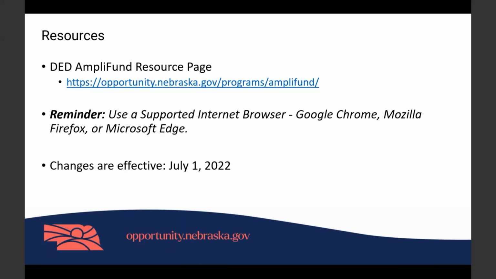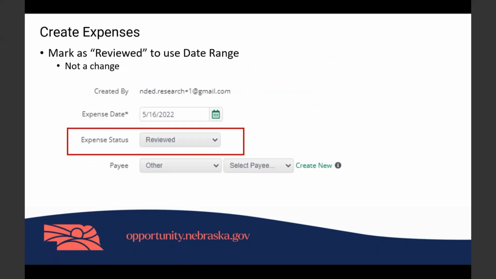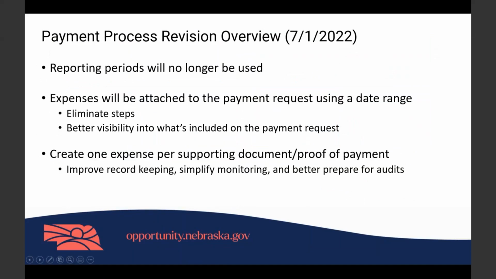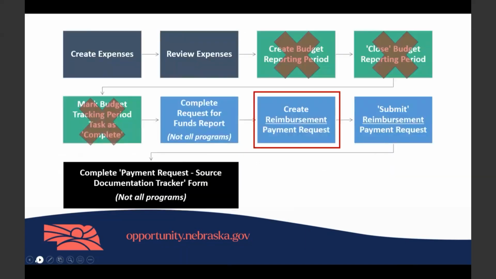So, a quick summary of the changes that have been made. We're not using reporting periods. We're using a date range on the payment request itself to pull in your expenses. That date range pulls in reviewed expenses, and you're going to create one expense per supporting document and proof of payment. If you don't do that, DED will have to reject your payment request and will ask you to fix that.